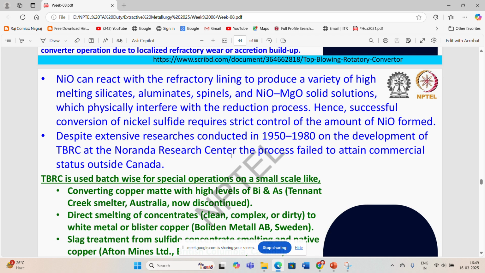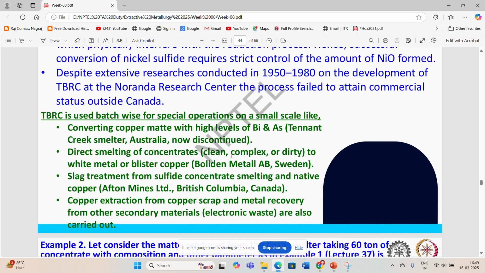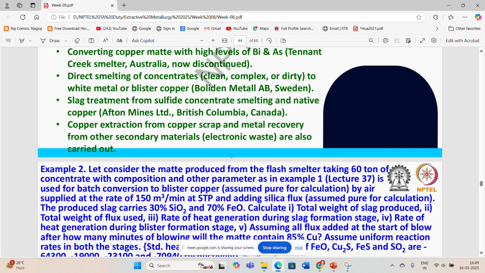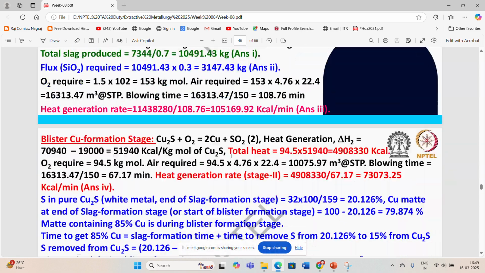Despite extensive research conducted from 1950 to 1980 on the development of TBRC at the Noranda Research Center, the process failed to attain commercial status outside Canada. So TBRC is used batch-wise for special operations on a small scale, like converting copper metal with high levels of bismuth and arsenic, direct smelting of concentrate to white metal or blister copper, slag treatment from sulfide concentrate smelting, and native copper. Copper extraction from raw copper scrap and metal recovery from other secondary materials like electronic waste are also carried out in this particular TBRC furnace.